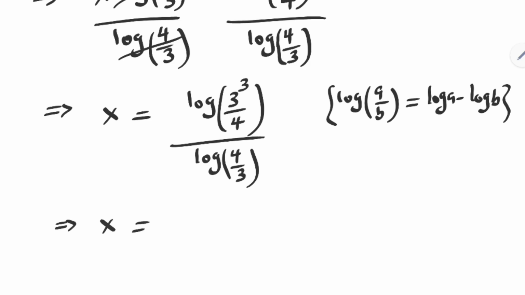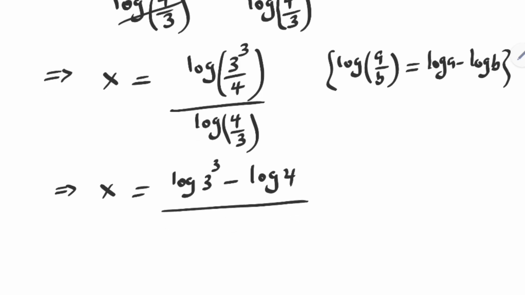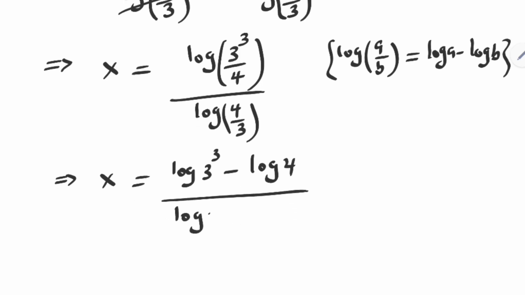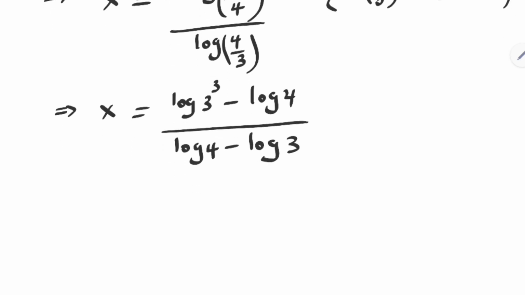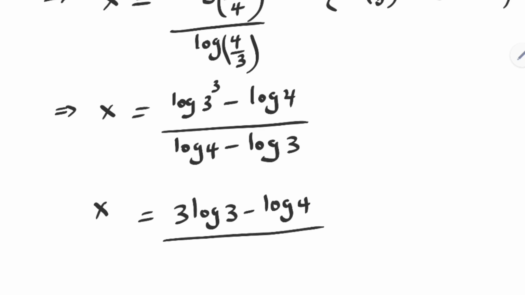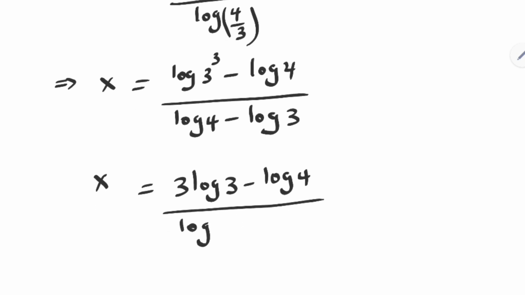x is equal to log 3 raised to power 3 minus log 4, over log 4 minus log 3. x is equal to 3 log 3 minus log 4 over log 4 minus log 3.